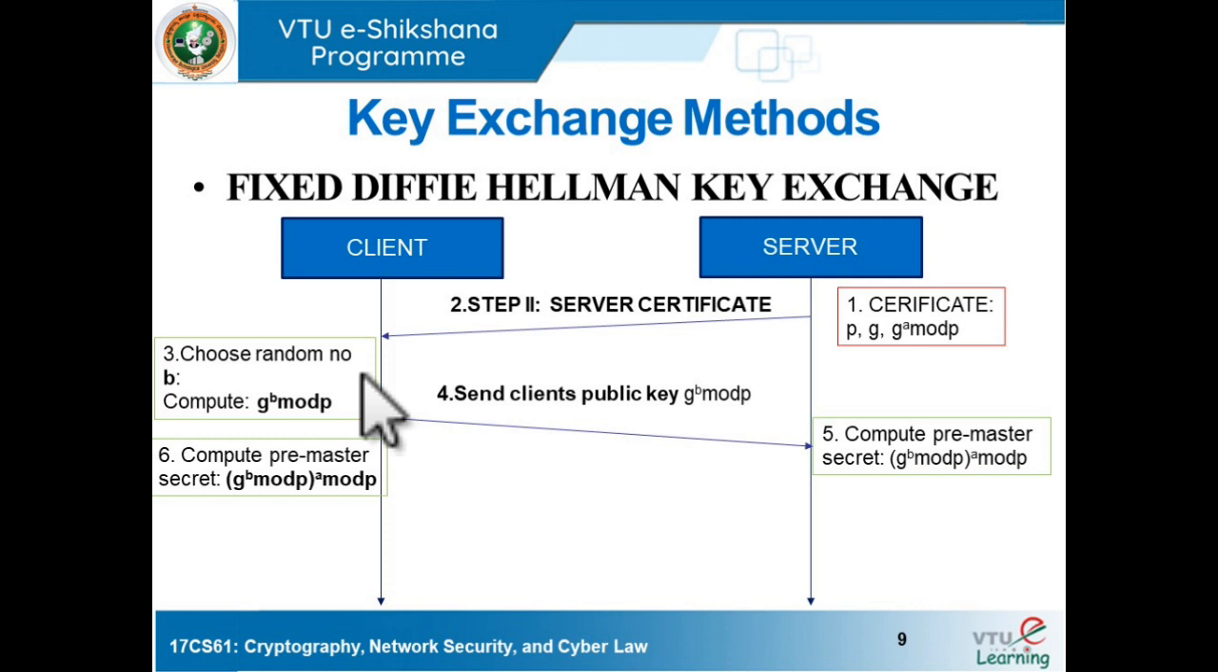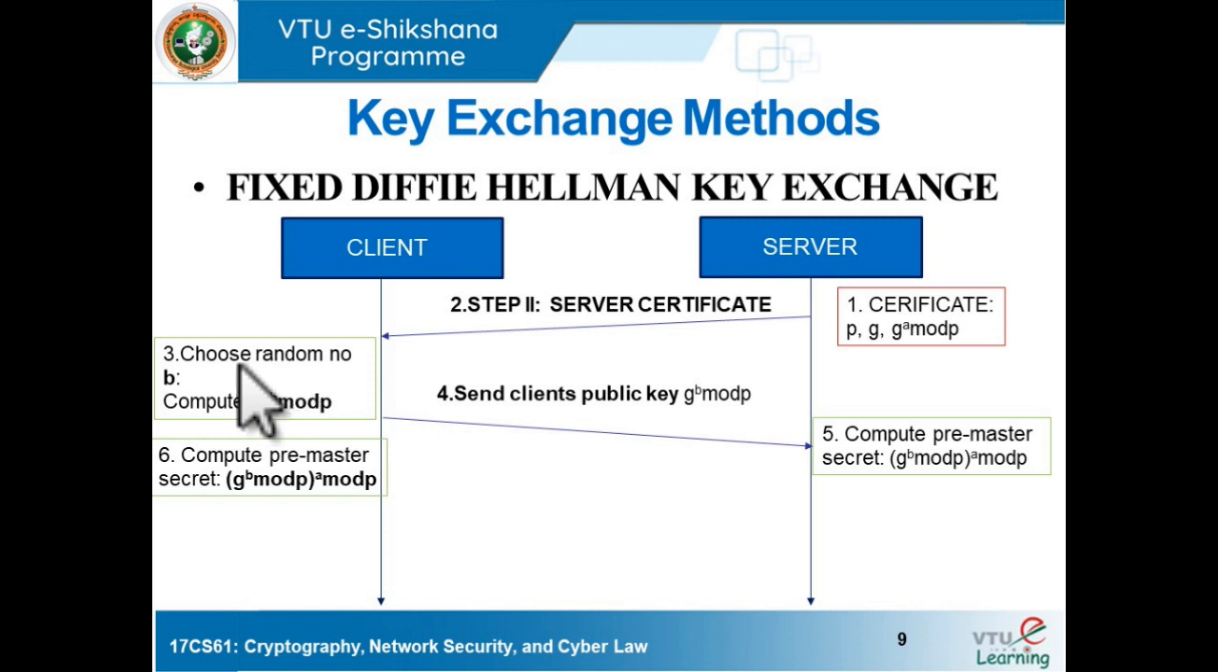This certificate from the server is sent to the client. Upon receiving this certificate, the client first retrieves the public key from the certificate which is sent by the server. It also takes the other parameters of Diffie-Hellman required for realizing the Diffie-Hellman keys.